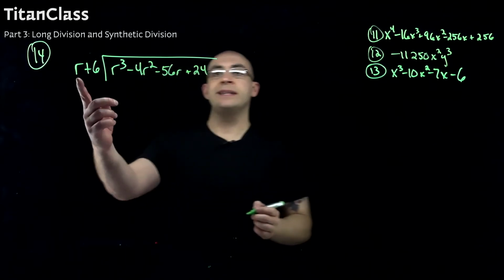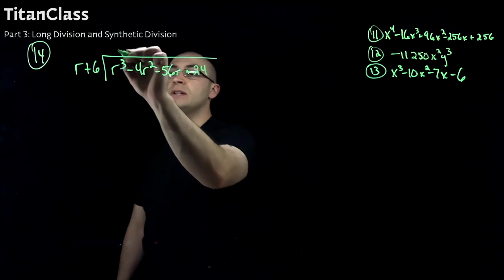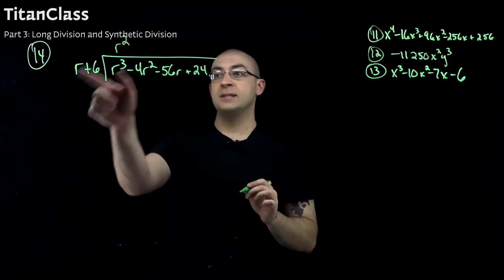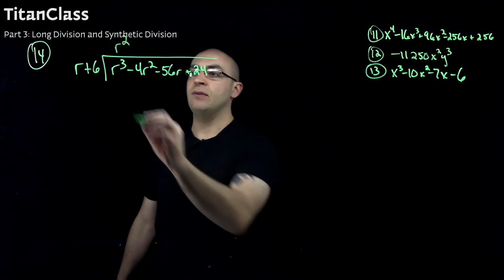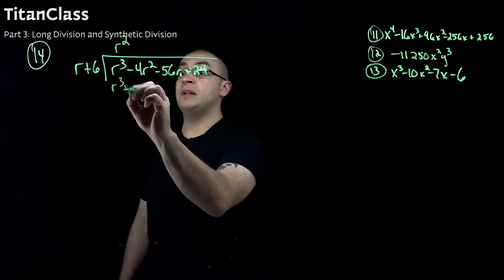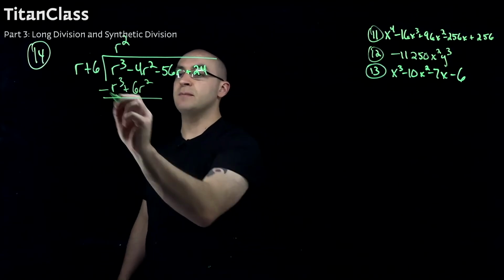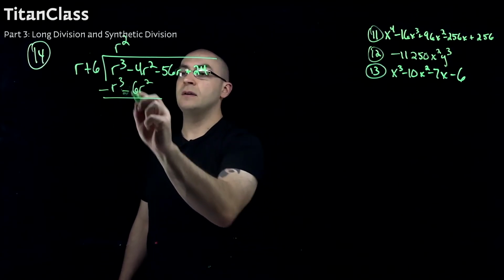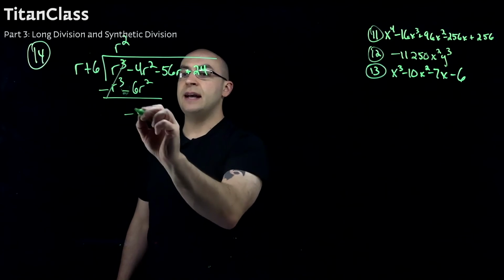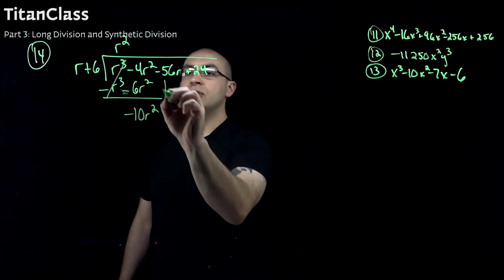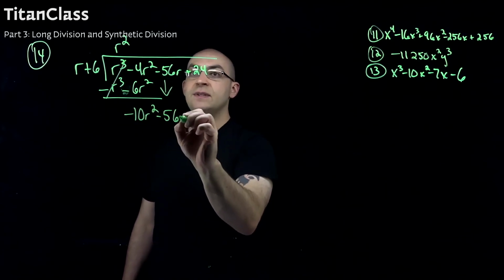Process starts with how many times r fits into r to the third, and it fits in r squared times. Multiply down to get our two values underneath. R to the third plus 6r squared. Changing the sign of both, so that's a minus, and this is also a minus. Cancels, negative 10r squared. Drop down the next value, negative 56r.